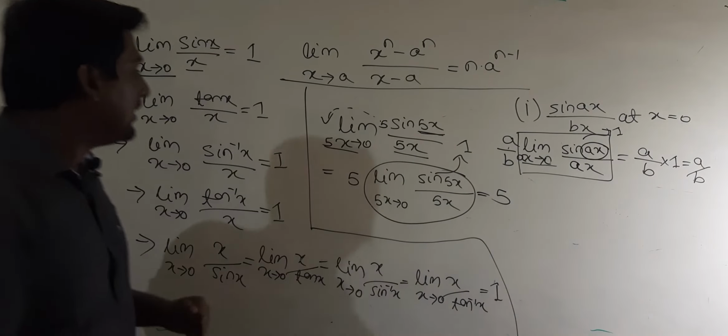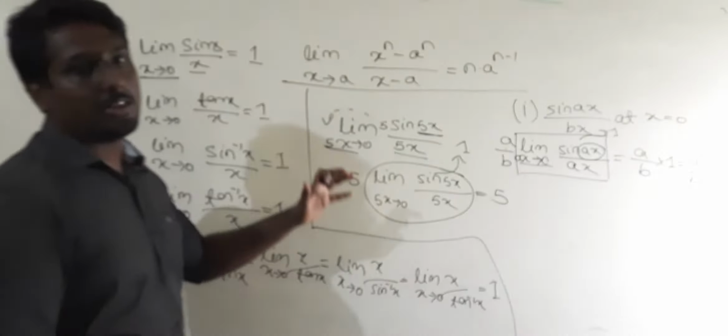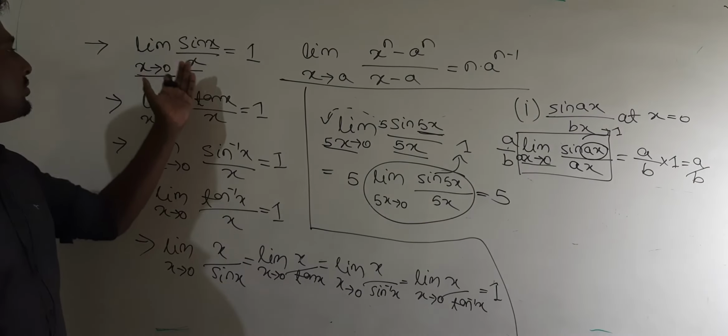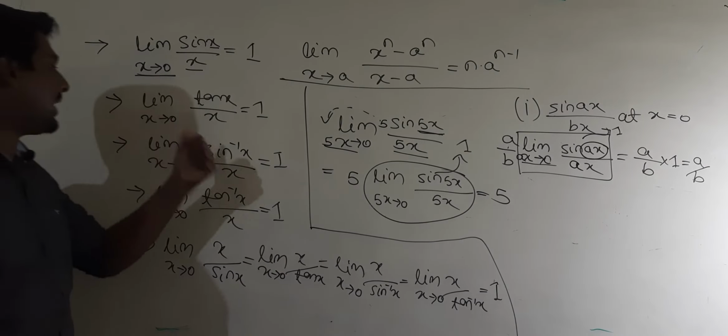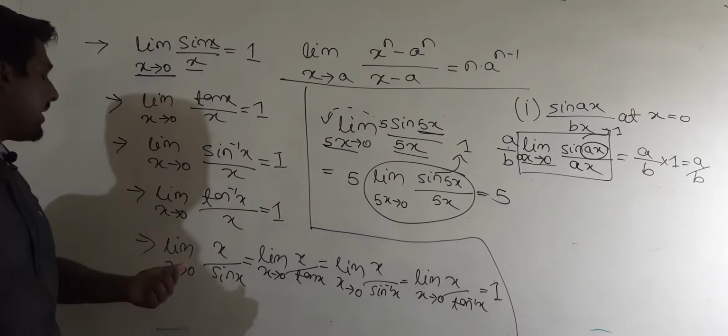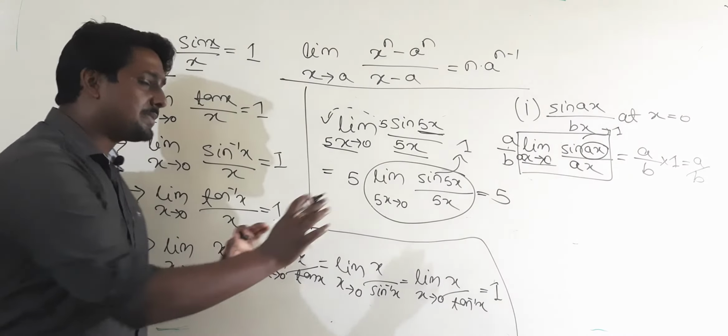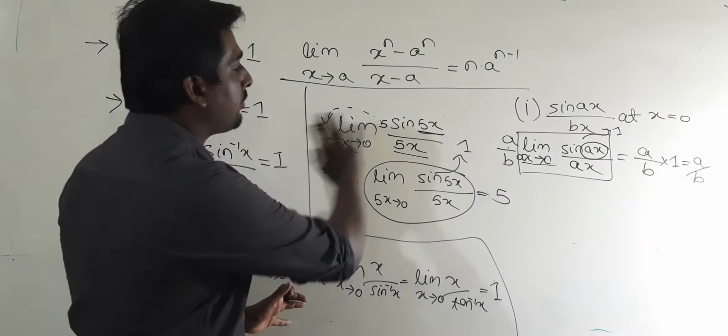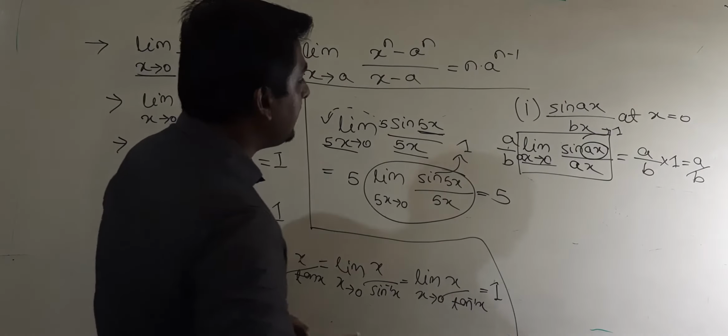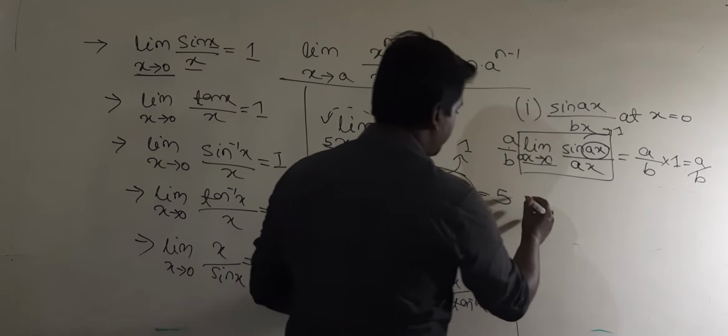Take it for granted. Now you can use these formulas: the limit x tends to 0 sin x by x, limit x tends to 0 tan x by x, and sin inverse x by x, tan inverse x by x, and all these formulas you can use and you can solve questions like this. Okay, let's solve another question.